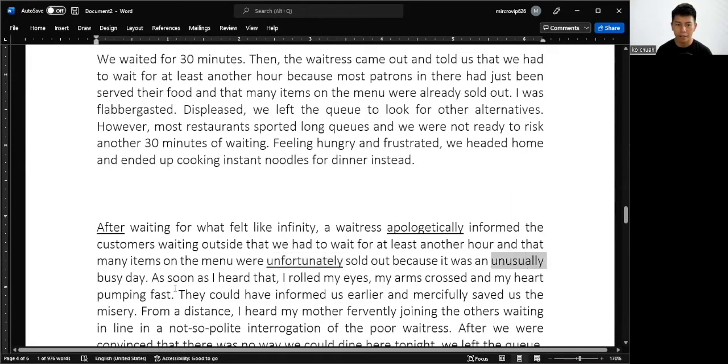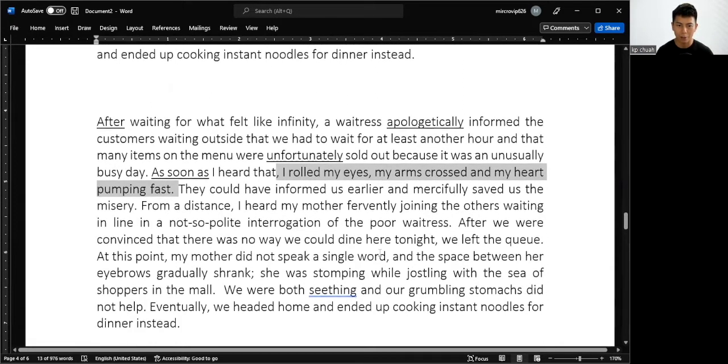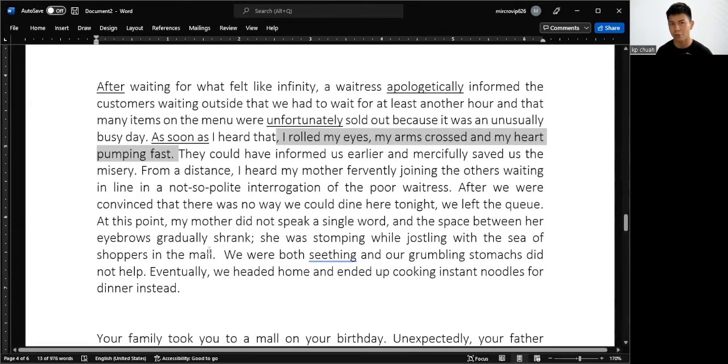Fantastic. Let's move on. "As soon as I heard that," you see this, "as soon as," time phrase, "I rolled my eyes, my arms crossed, and my heart pumping fast." This is to highlight an emotion. What kind of emotion is that? You probably can tell. It's frustration, rolling your eyes, crossing your arms. So that's frustration. The narrator is feeling that, but we don't say frustration or "I felt frustrated." Instead, we use actions to show that.